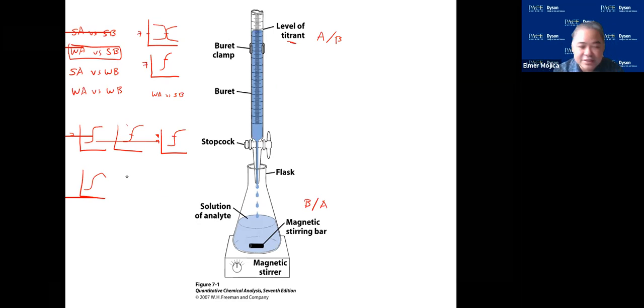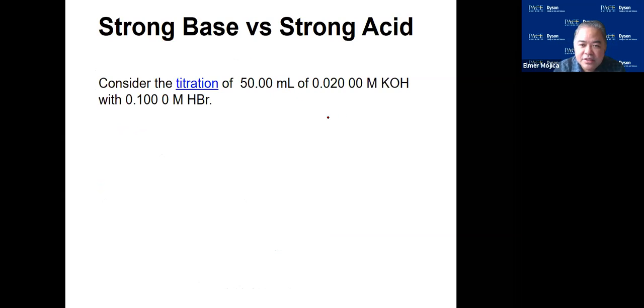So the titration curve alone is enough for you to identify the strength of the acid or base being titrated. Okay, now let's try to do a titration between a strong base and a strong acid. Usually, if we look at this type of titration, all we need to do is monitor the amount of H plus or OH minus in a given solution. They are the ones that will dictate what the pH of your solution will be.